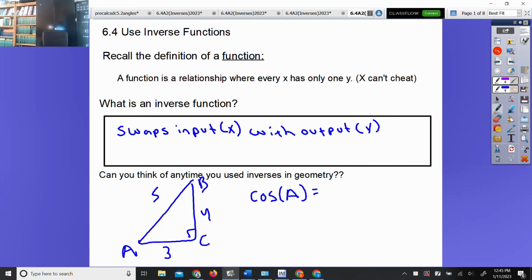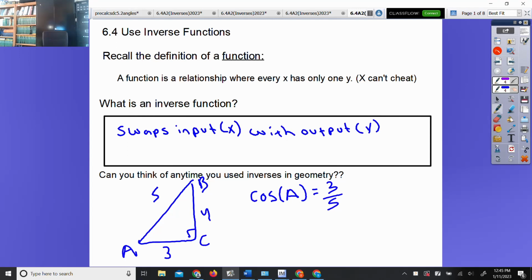It's adjacent over hypotenuse. It's 3 over 5. If you don't know trig, hurry up and learn it. If you don't understand the sine, cosine, and tangent, ask your phone. It'll pull up videos, kids. You better know SOH-CAH-TOA. So she did that with you.